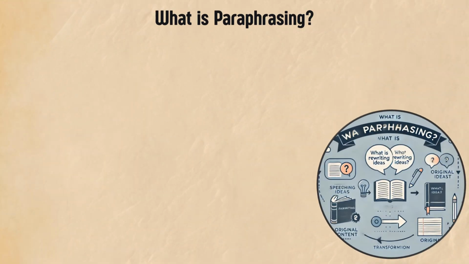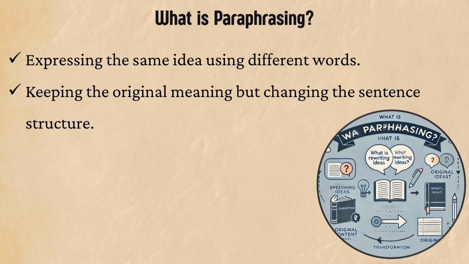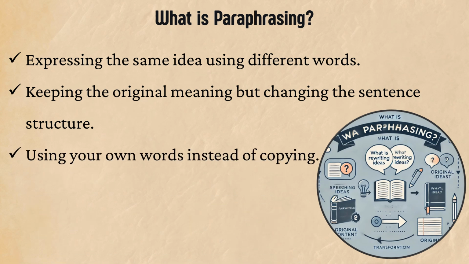Before we move to the techniques, let's quickly take a look at what paraphrasing is. Paraphrasing means expressing the same idea using different words. You take someone's idea and you express it using different words. It means keeping the original meaning but only changing the sentence structure or some words. And it is using your own words instead of copying, which will help you avoid plagiarism and show your understanding of the topic.